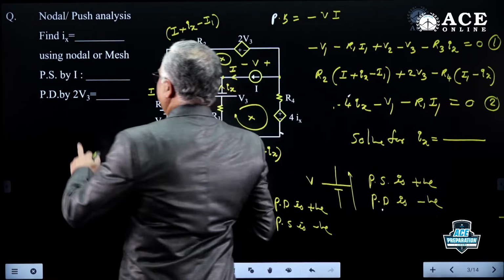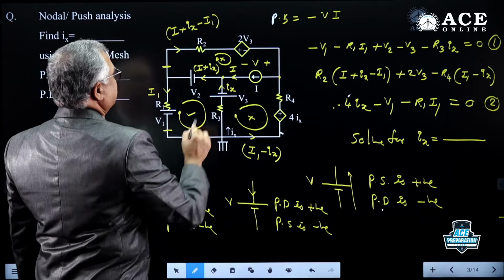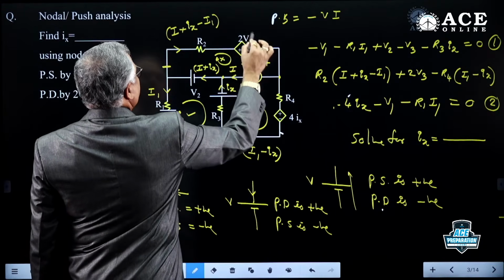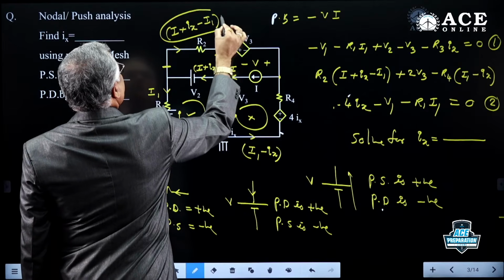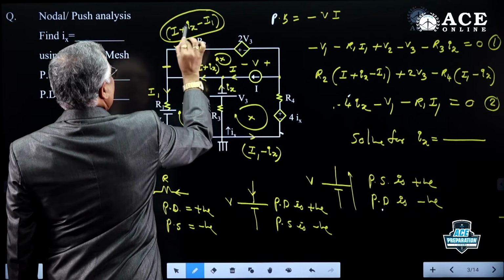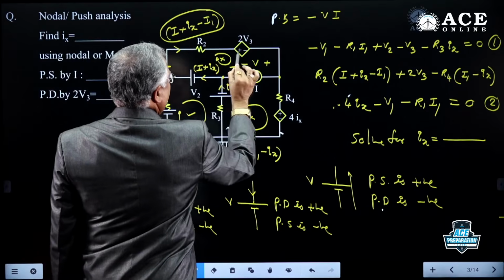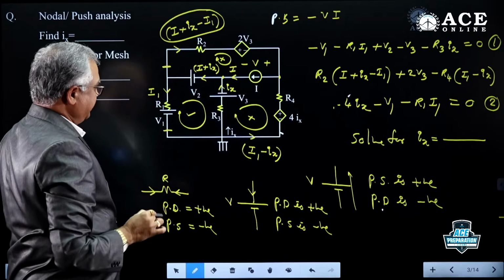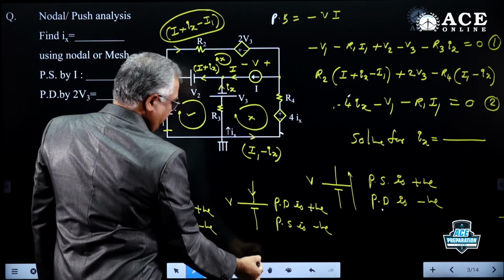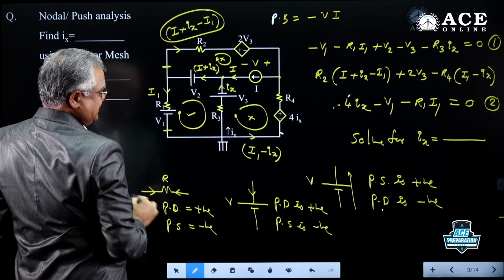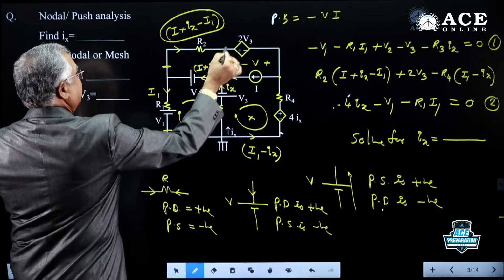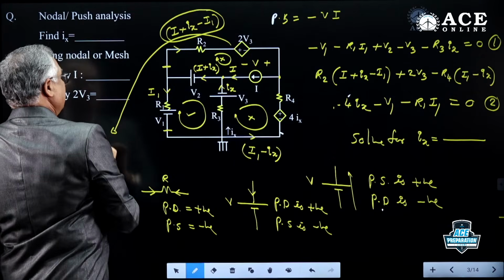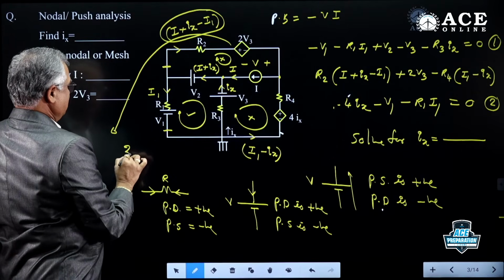The same way, power dissipation in 2V3. What is this 2V3? It is a voltage source, and we should know the current. What is the current flowing here? It is this. So find out this. But how is this current flowing? Flowing from positive to negative. Current is flowing again from positive to negative. What is asked? Dissipation. Then what is the dissipation? Positive.